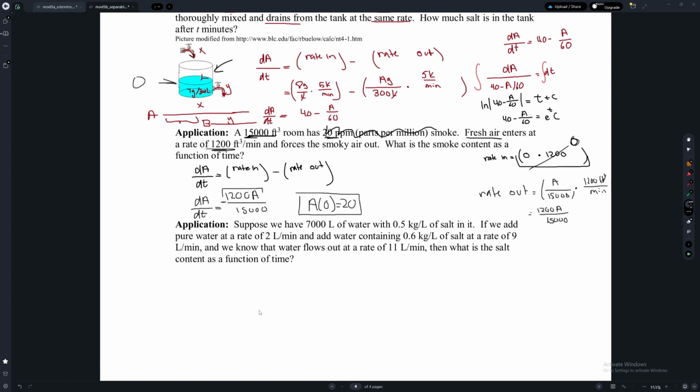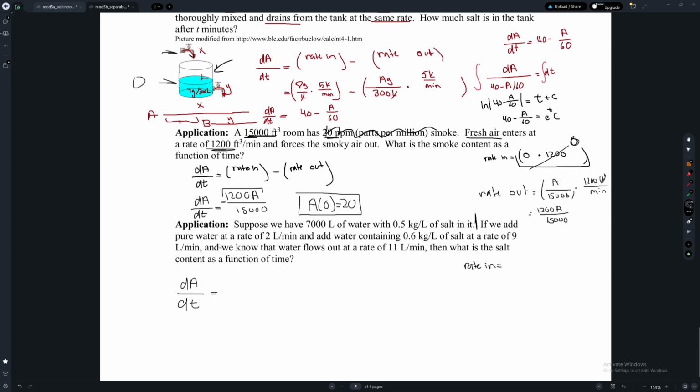Now, this one's a little bit different from the other one because the rate in is not the same as the rate out. So, same thing, dA over dt equals rate in minus rate out. Rate in equals the concentration times the flow. So, what does this say? Suppose we have 7,000. This is the beginning. We don't need this. We're looking for the rate in, the faucet that brings it in. Right here. That's what we're looking for.